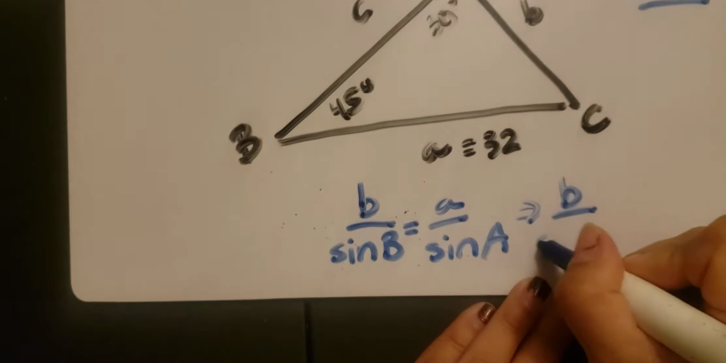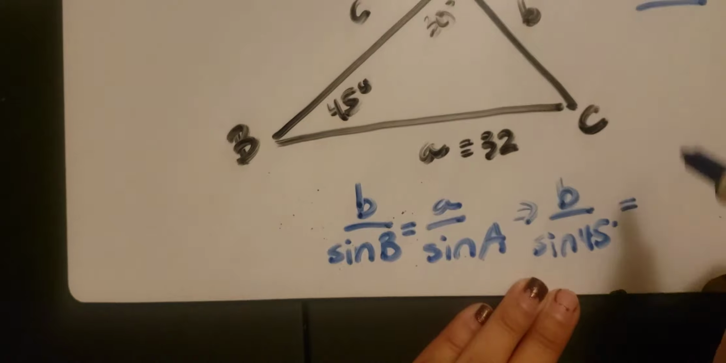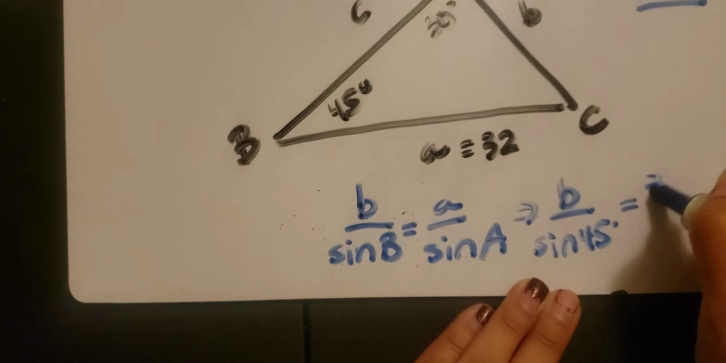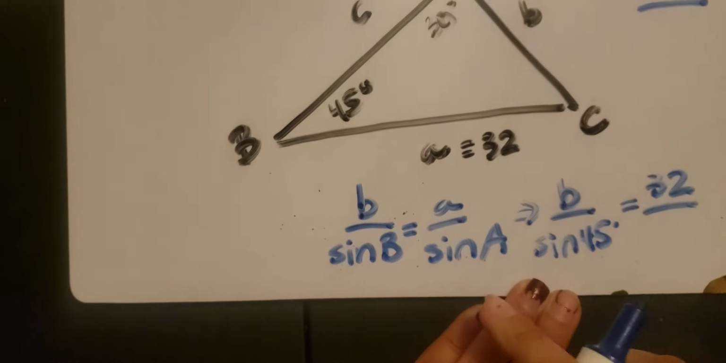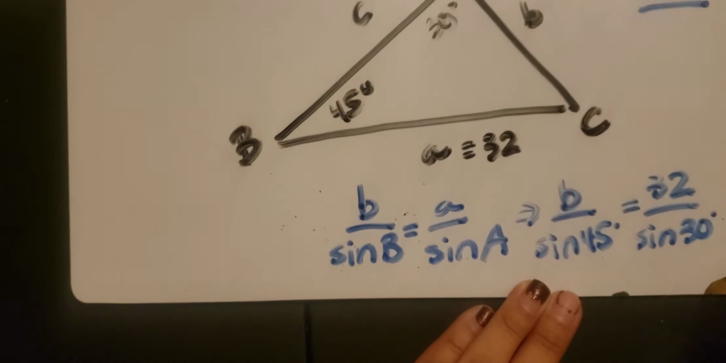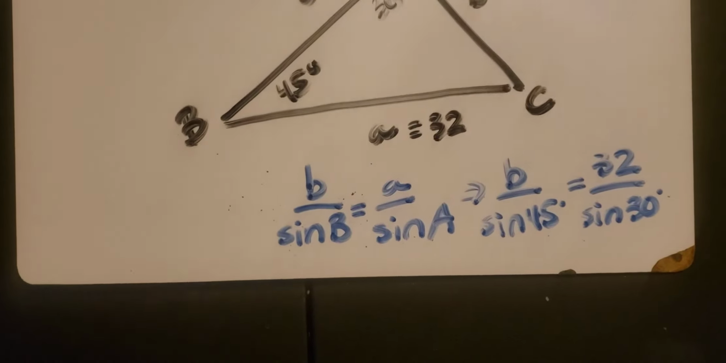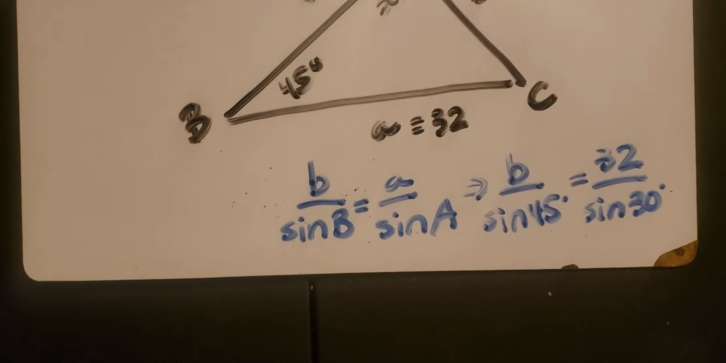Sine of B, that's going to be sine of 45 degrees equals A, and A is 32, over sine of A, which is 30 degrees. Okay? That's just me setting it up. So let me grab my calculator so I can show you.